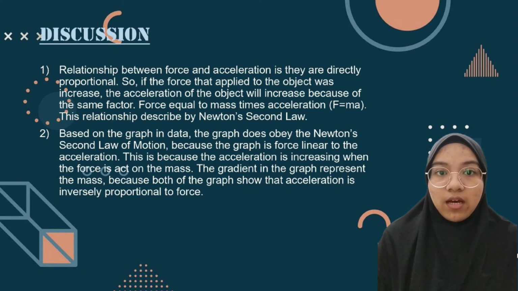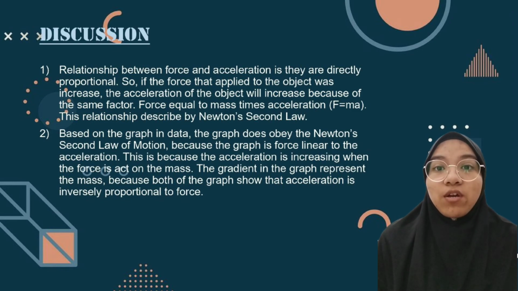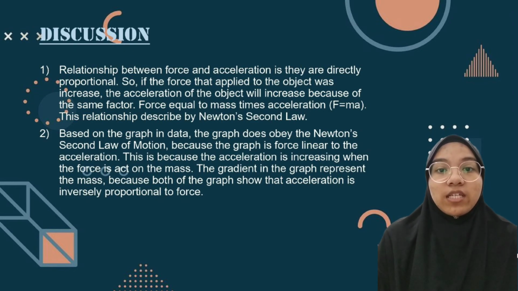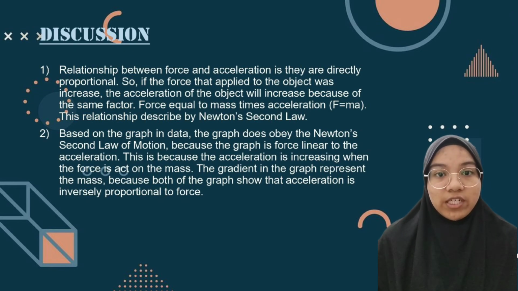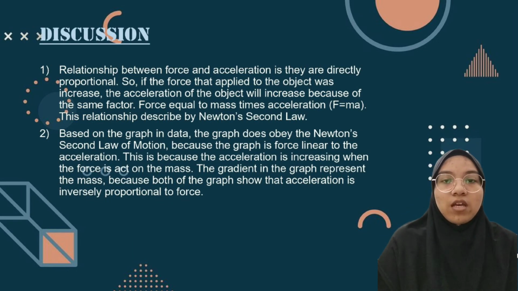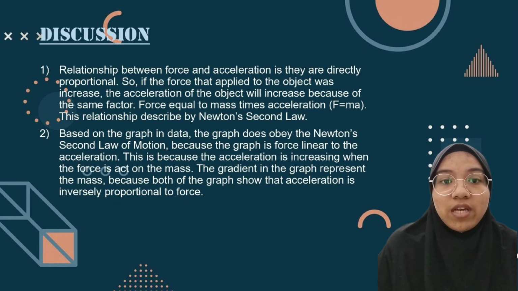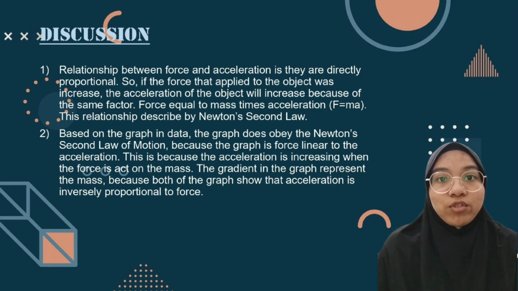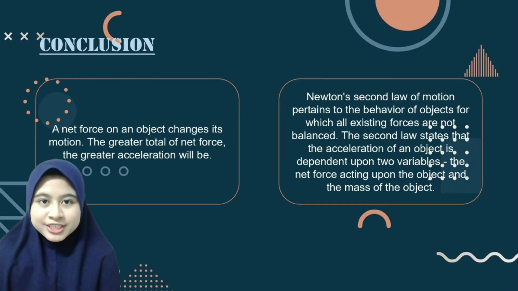Based on the graph in the data, the graph does obey Newton's second law of motion because the graph shows force linear to the acceleration. This is because the acceleration is increasing when the force acts on the mass. The gradient in the graph represents the mass because both graphs show that acceleration is inversely proportional to force. Conclusion number 1: a net force on an object changes its motion.